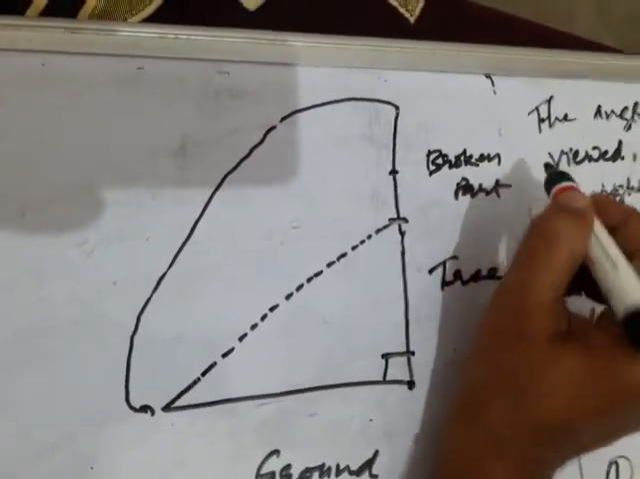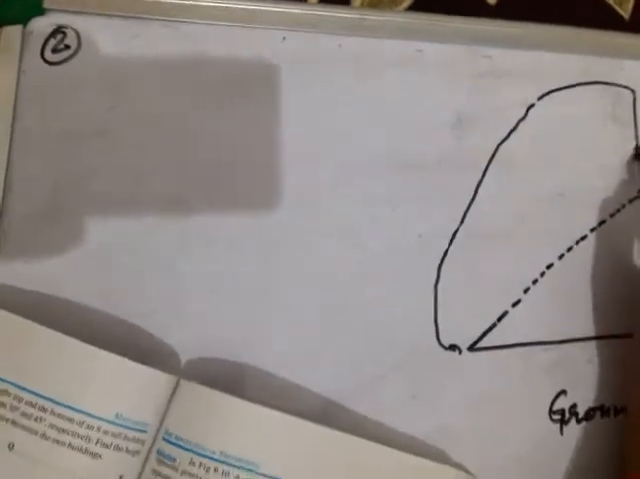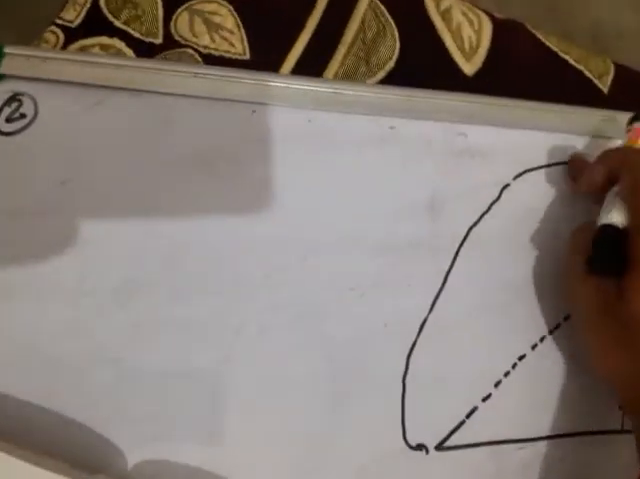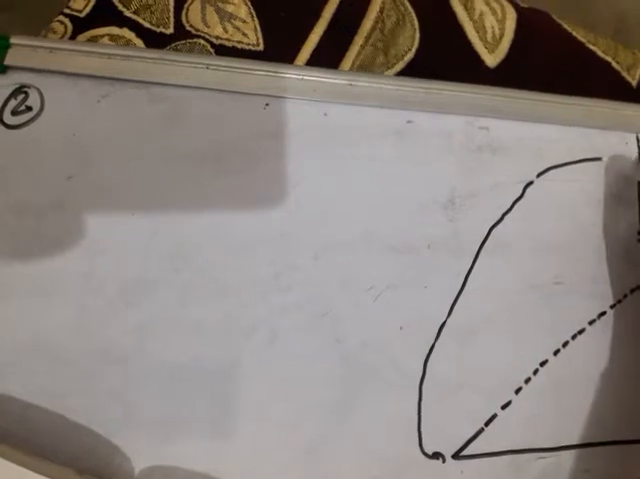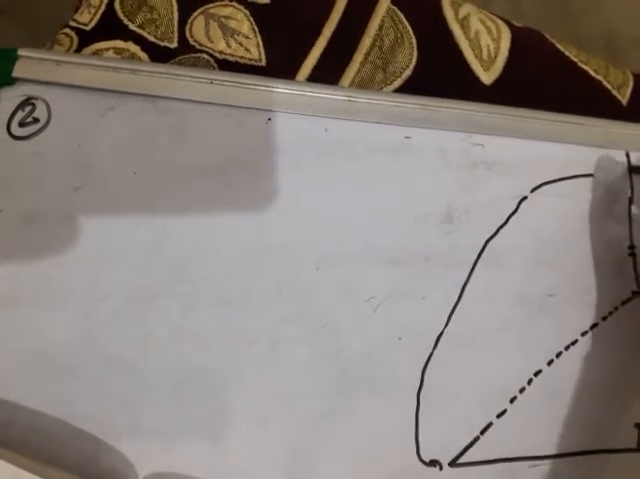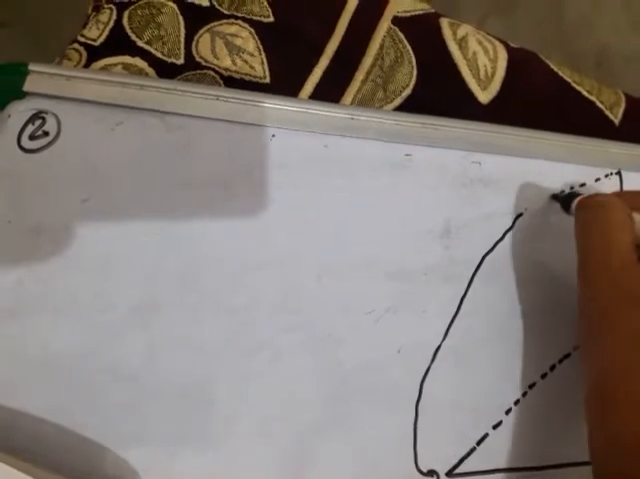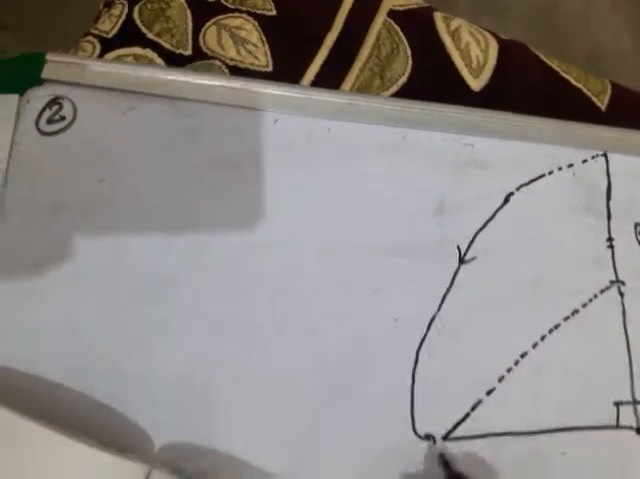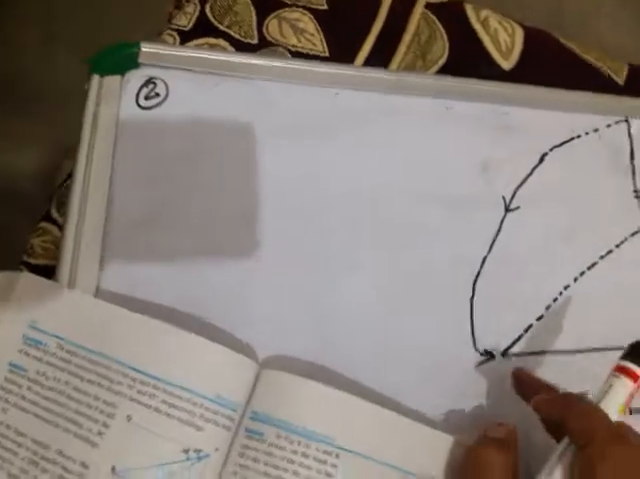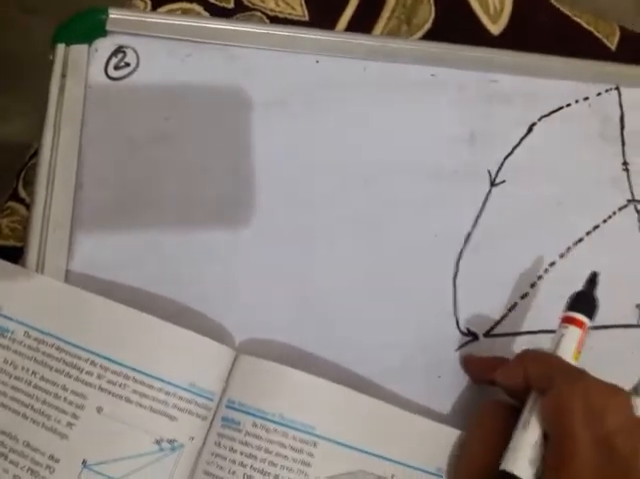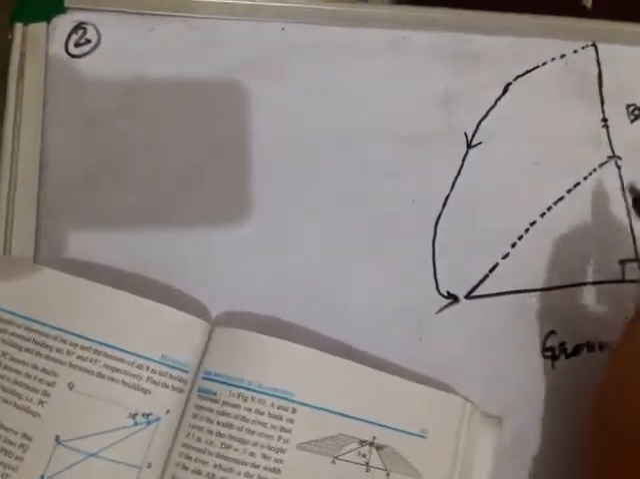And this part, let it be a little longer. Okay, children, this is the broken part. Clear? And this broken part bends down and comes over here. This arrow is drawn to make you understand the things. Now this is the broken part.